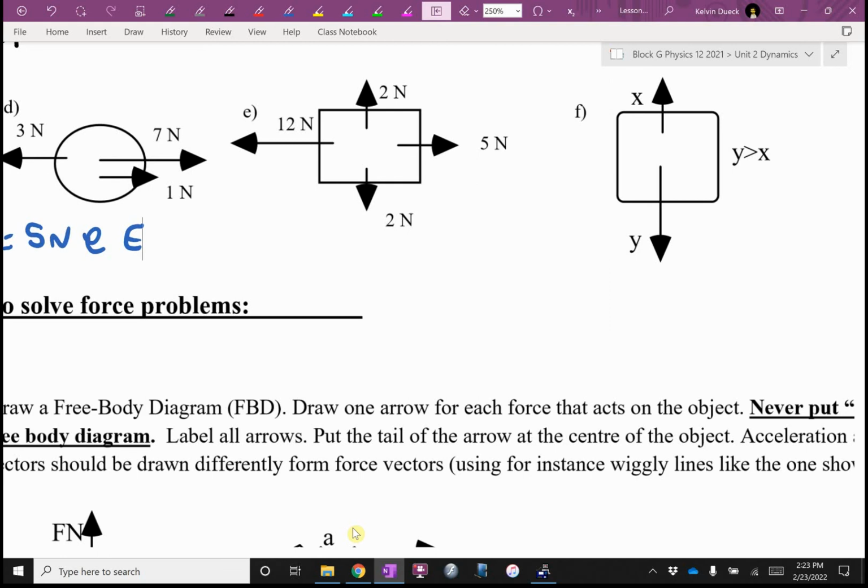Horizontally, what was it? 7 newtons at east. No, west. Mr. Duick, west. So this object is accelerating to the west. It might be moving north-south at a constant speed. I don't know. It may be moving east and slowing down. I don't know.